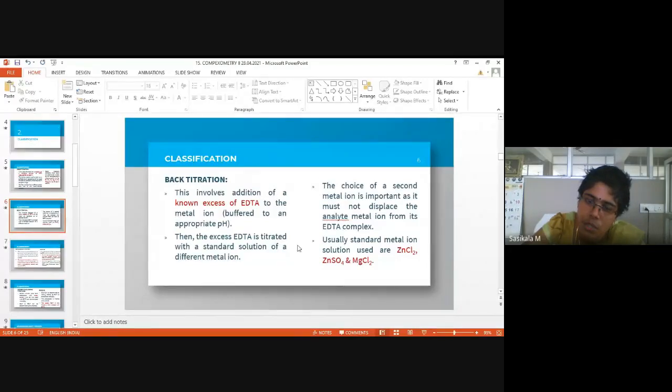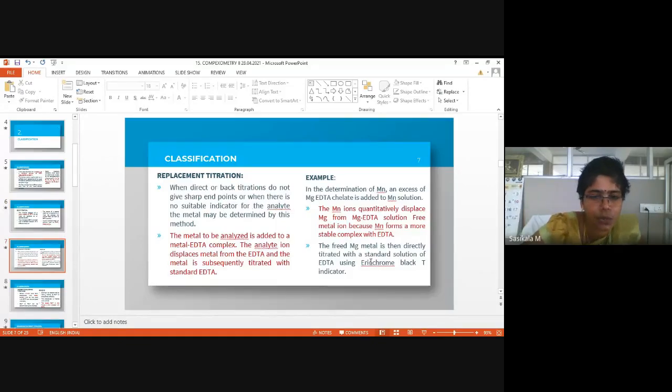Whatever solution we take in the burette will be of known concentration, whereas in the conical flask, whatever content we take will be of unknown concentration. So this will be determined by using complexometric titration. And the second metal should not displace the first metal which is to be analyzed. So what is the second standard solution? Commonly we can prepare either zinc chloride, zinc sulfate, or magnesium chloride.